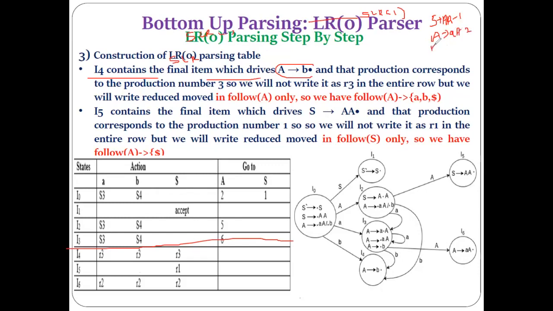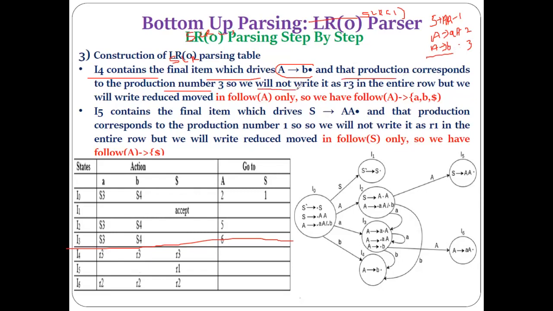And then we have again A deriving the small b, third. Okay, let's see. So I4 contains the final item, A derives b dot, which means this production number, and that production number corresponds to production number 3, as I said.